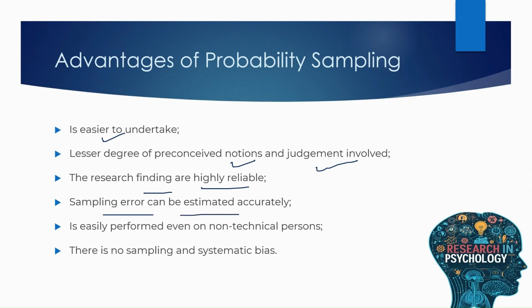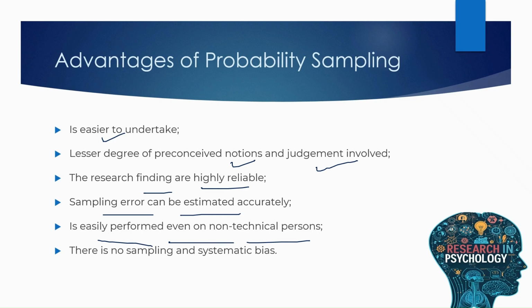Sampling error can be estimated accurately. Right? If you are performing simple random sampling, it's easier for you to identify the sampling error, and you can minimize the error also. It's easily performed even by non-technical persons. Right? Even if the individuals that are supposed to be a part of your study are non-technical, even then you can perform it.